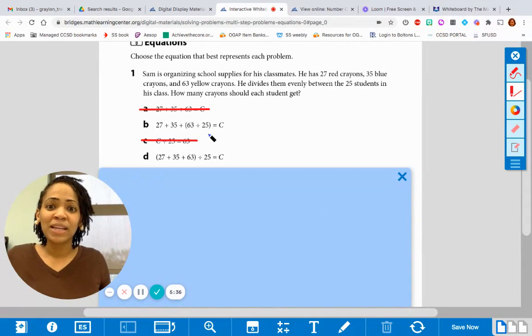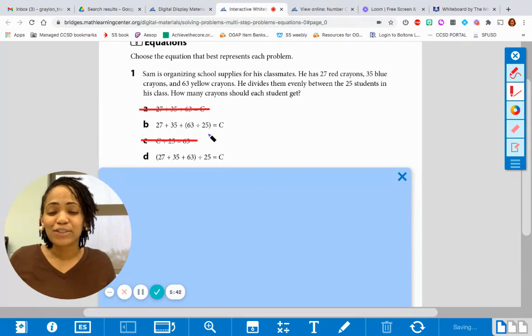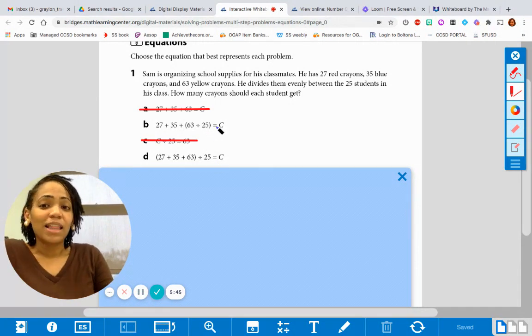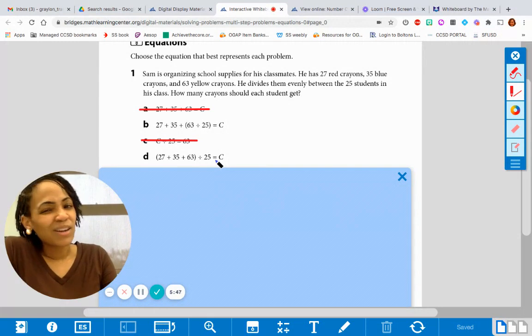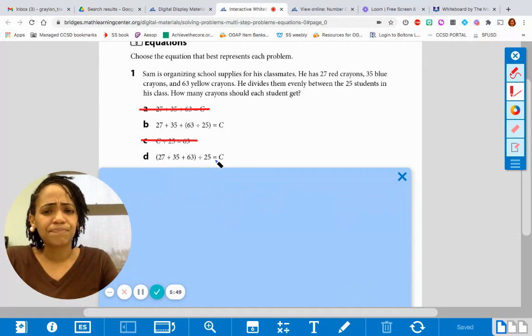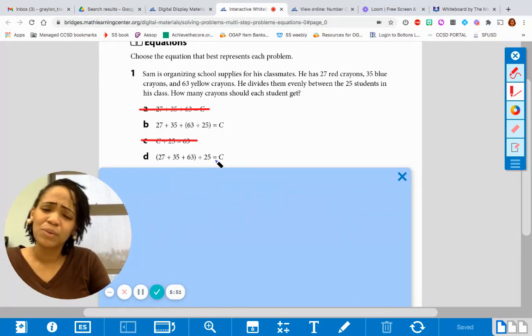No, we already said we need to add. We have to figure out how many crayons before we can share them with our 25 students. So that leaves B or D. We kind of know B shouldn't work because we're not dividing first. What are we doing first?